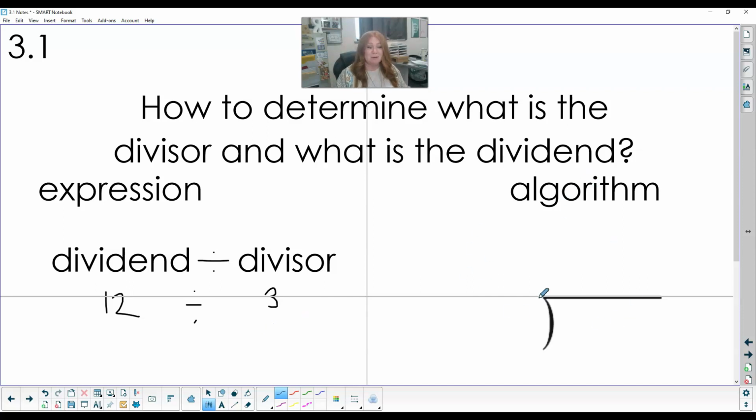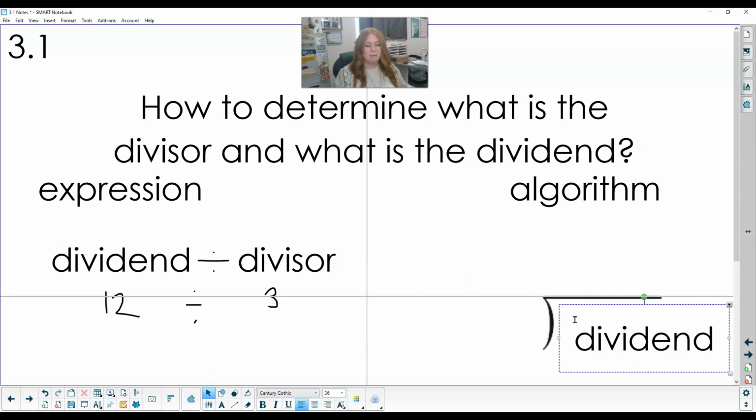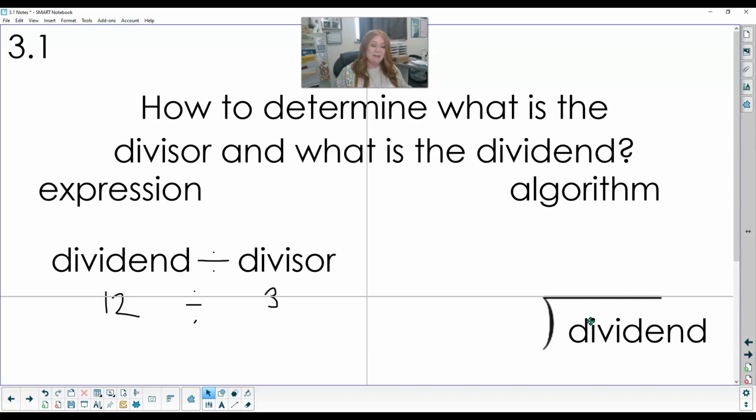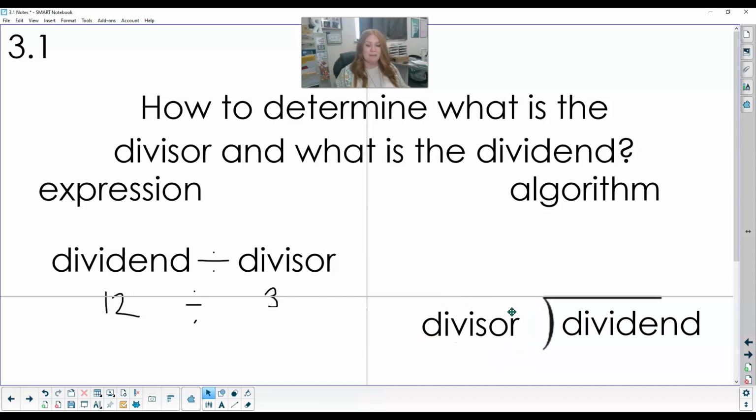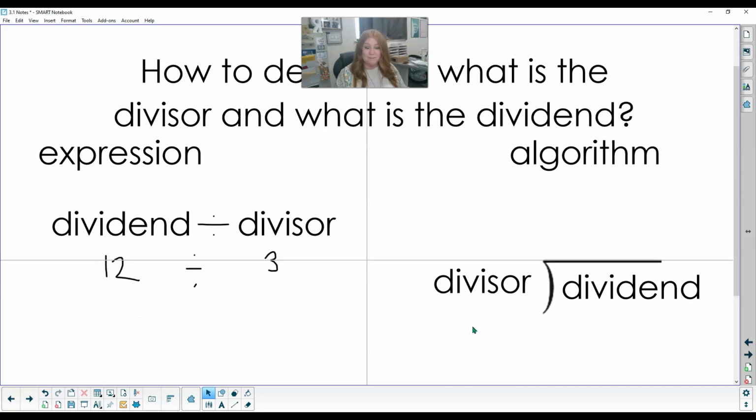So in this algorithm, when we're doing our division box, the dividend goes inside. I always remember that it's like a little den that it goes inside, right? Dividend. And then the divisor goes on the outside because that's what we're dividing by. This is how many groups I want.